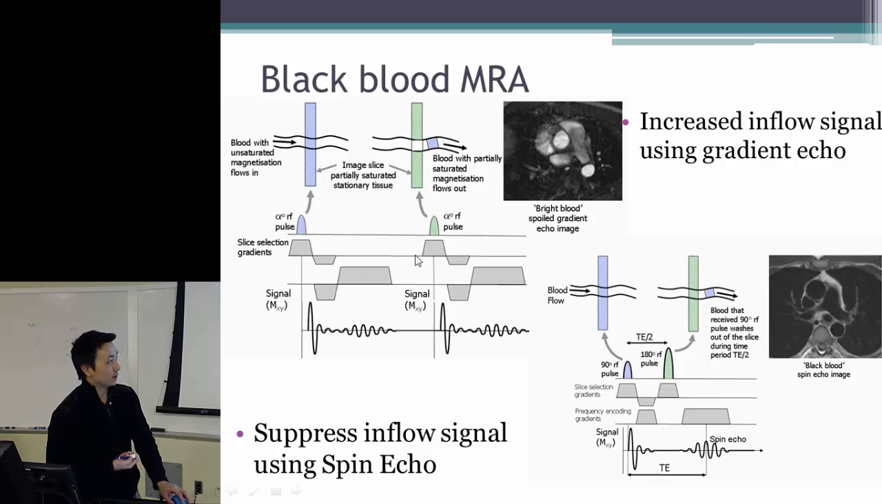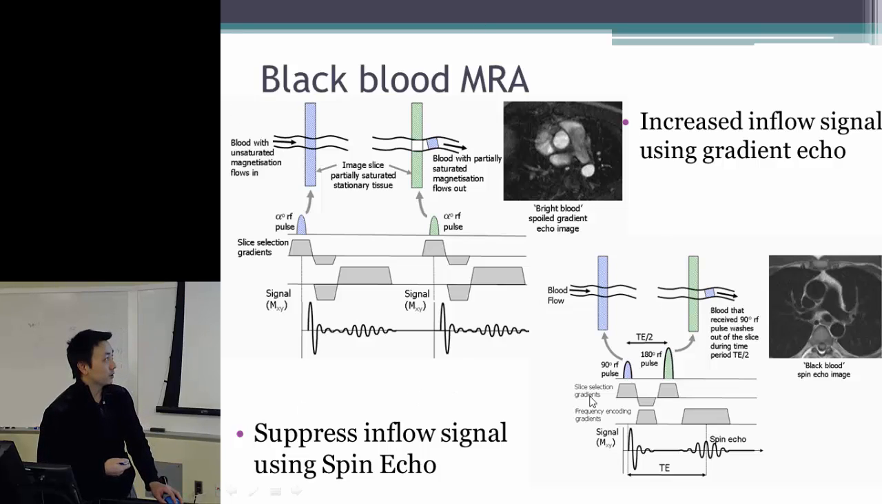So, for example, as we talk about, this is the TOF. This is the TOF effect. If we're using the bright blood TOF effect using a gradient echo sequence, right? So every time we do the excitation, we will be exciting the new unsaturated blood, which will give us very high signals. So this is the TOF MRA.